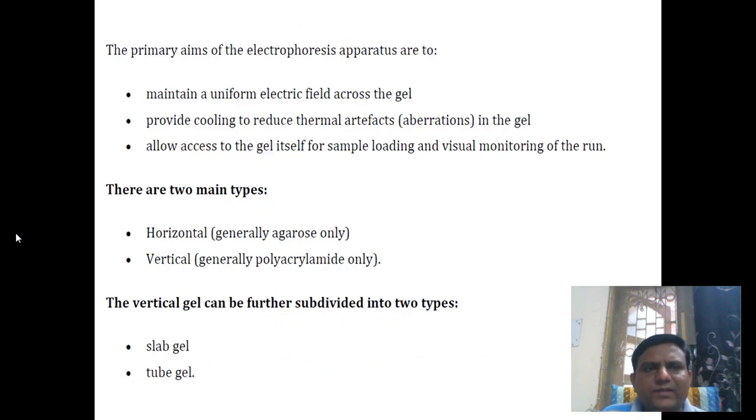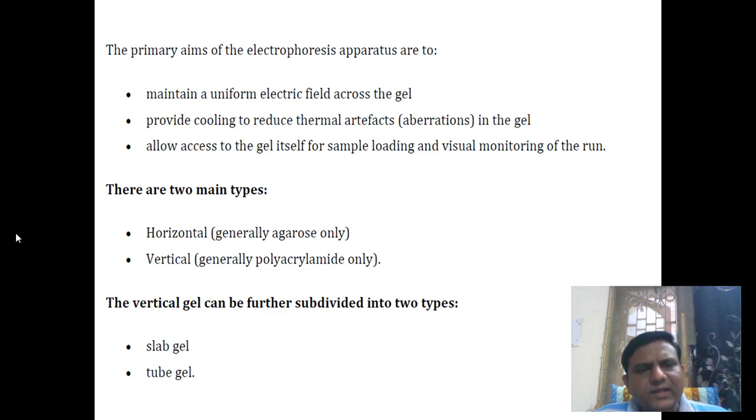Dear students, the primary aim of the electrophoretic apparatus is nothing but to maintain a uniform electric field across the gel, to provide cooling, and to reduce thermal artifacts in a gel. This electrophoretic apparatus should allow access to the gel itself for sample loading and visual monitoring of the run.